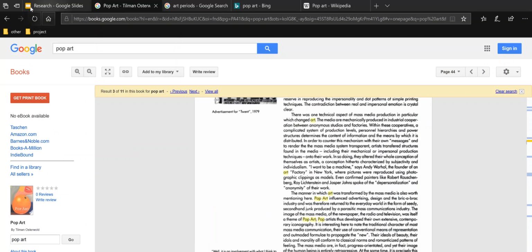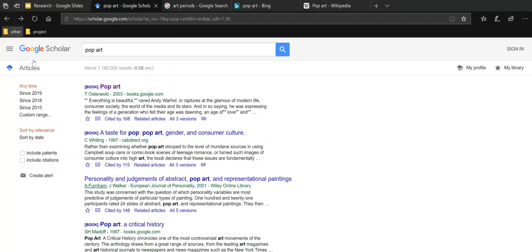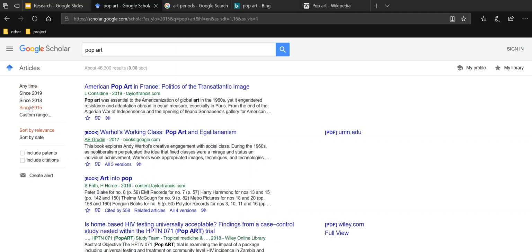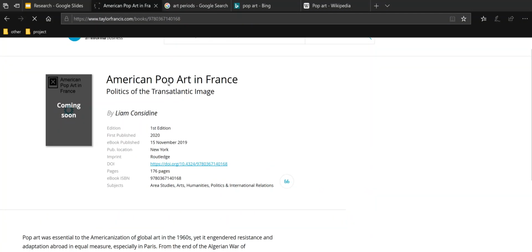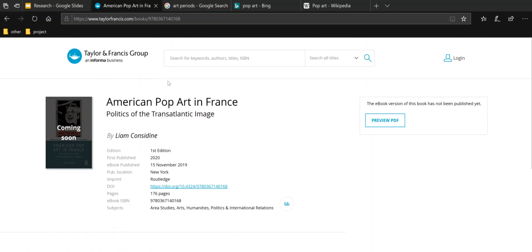You might not. A cool thing about Google Scholar is you can set a time period to filter out some of the outdated or older material. So if I wanted to go since 2015, that got rid of a lot of things, and I can just look at more new information.